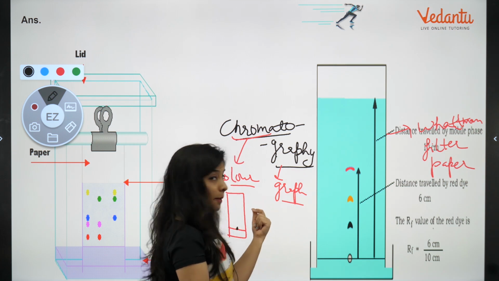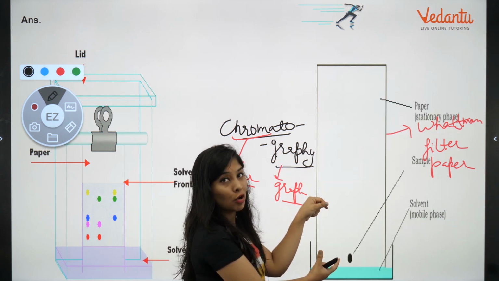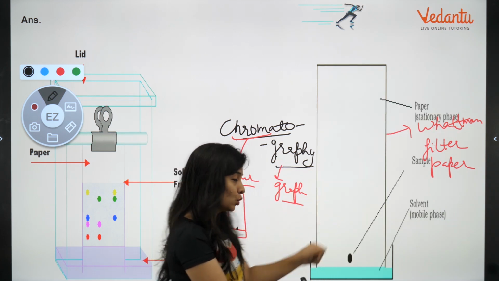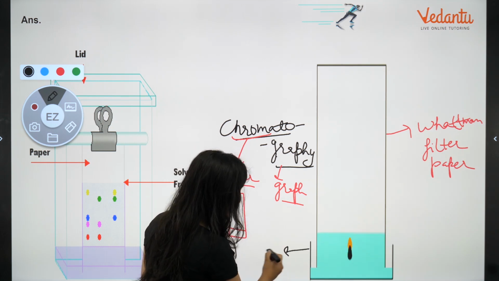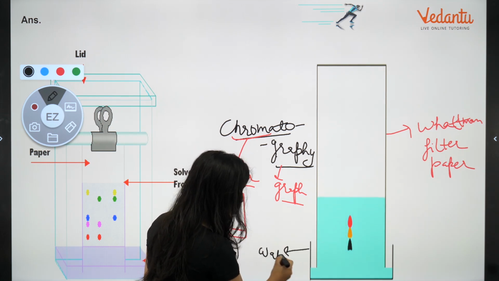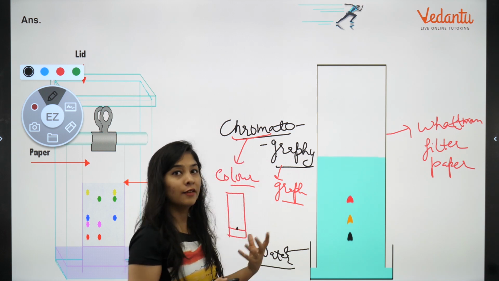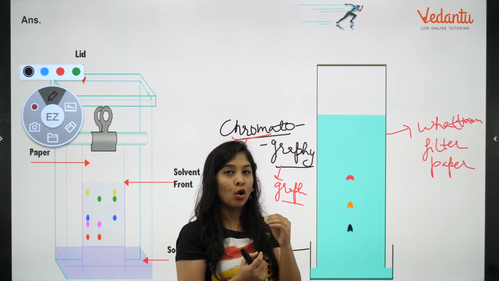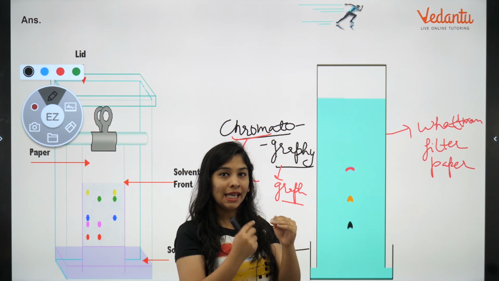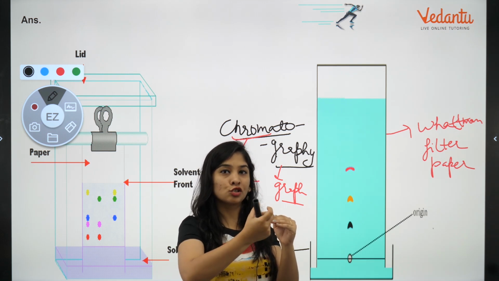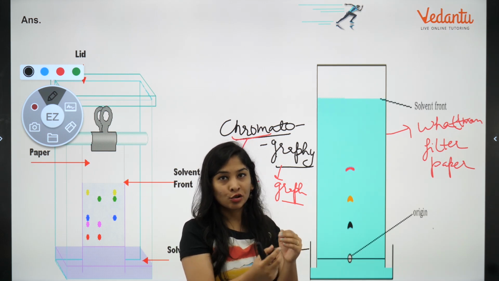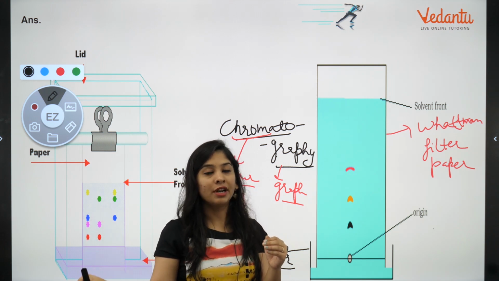Take that paper and dip it into a solvent. What solvent we are using here is water. Why are we using water? Because water is a good solvent for a dye. That means all of the components of a dye can dissolve or have a solubility in water. So different things can have different solvents.